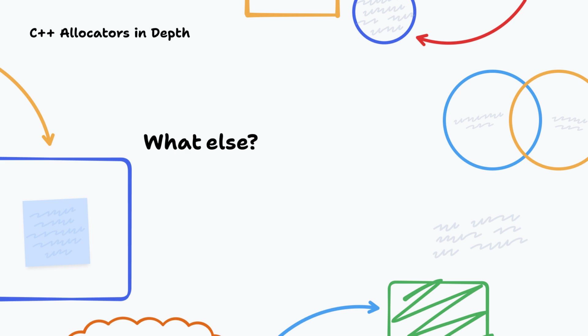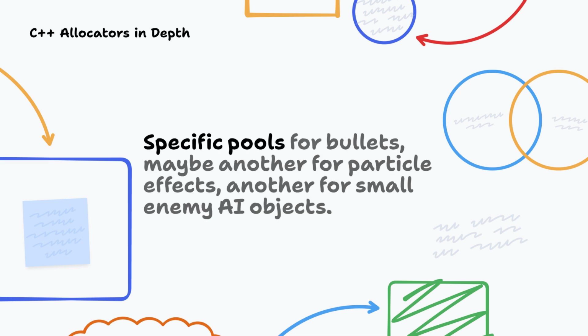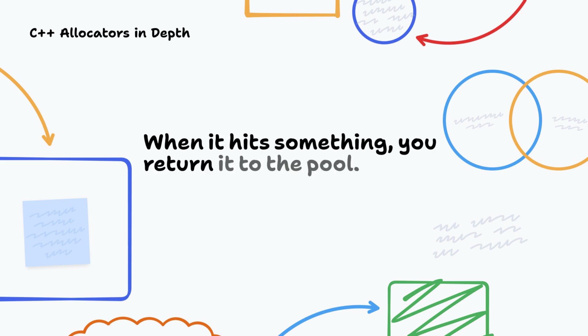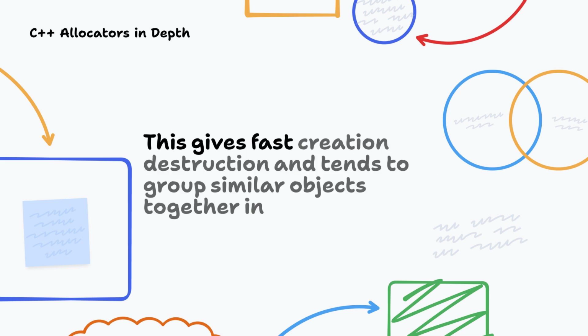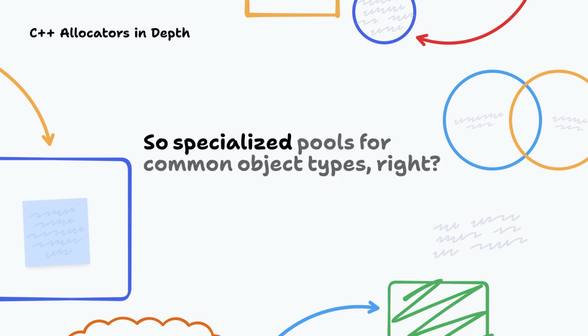Nice. What else? Then you'll definitely find object pools, lots of them. Specific pools for bullets, maybe another for particle effects, another for small enemy AI objects. When you need a new bullet, you grab one from the bullet pool. When it hits something, you return it to the pool. This gives fast creation and destruction and tends to group similar objects together in memory, which is great for cache performance when processing all bullets, for instance. So specialized pools for common object types.